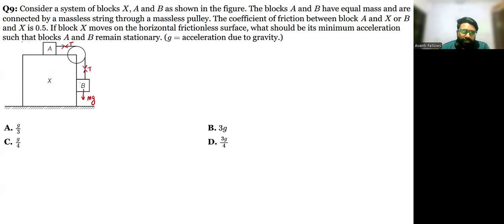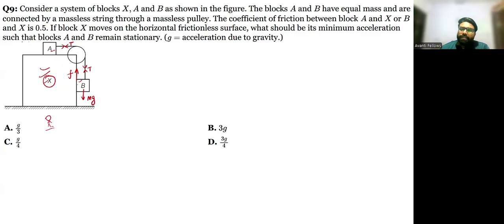Now, if this block tries to move in the downward direction, the frictional force will be acting in the upward direction. And one more factor here: when this block accelerates because it is moving, what should be the minimum acceleration such that block A and B remain stationary? So if this block is moving with respect to these blocks, block A and block B are also moving with respect to the ground, and moving with some acceleration.